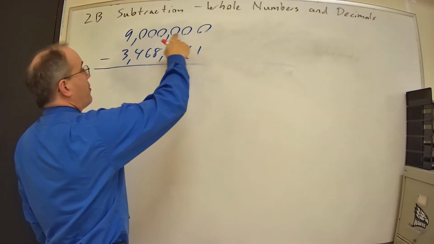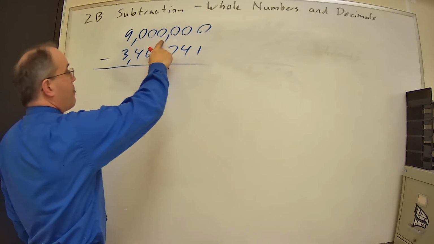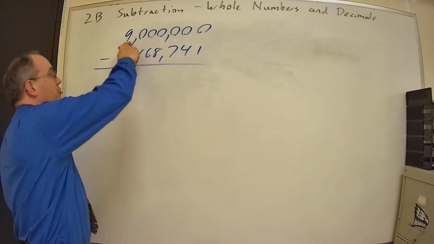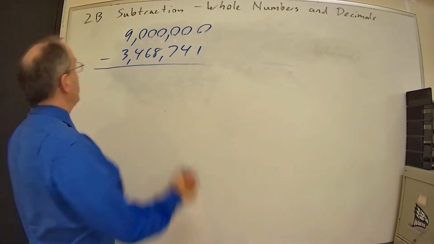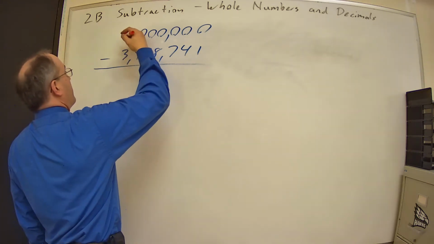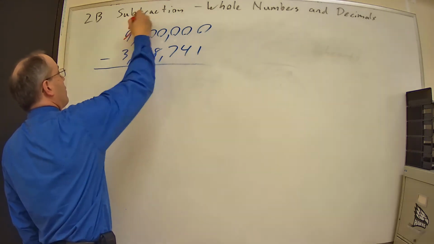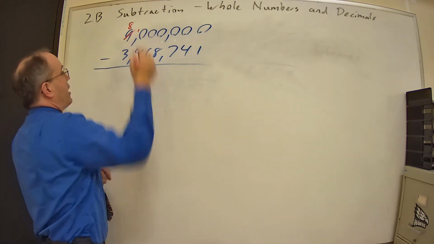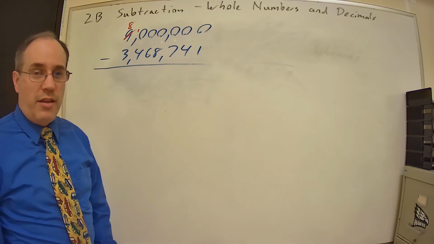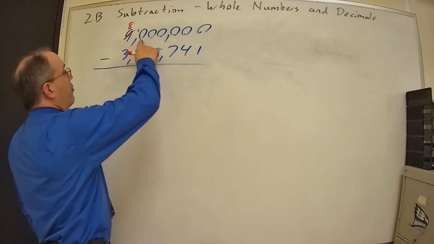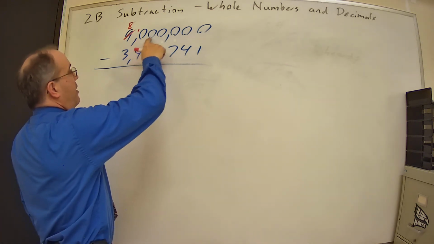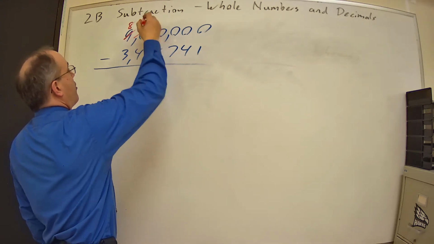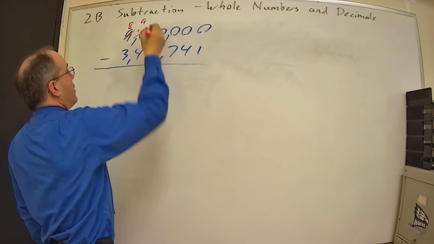I can't borrow from that. I can't borrow from that. I can't borrow from that. I can borrow from this 9. So I turn that 9 into an 8. And then this, I technically am putting a 1 there, right? But I need to borrow from that 10 so that I can turn this into a 10. So I'm going to borrow and make that a 9 and make that a 10.